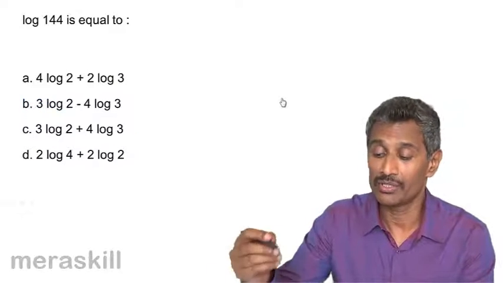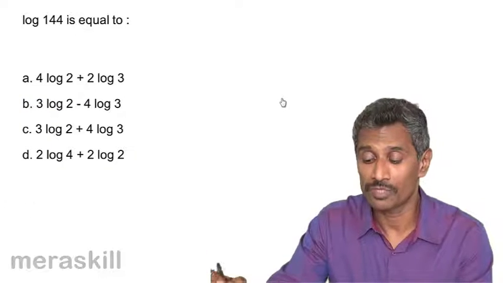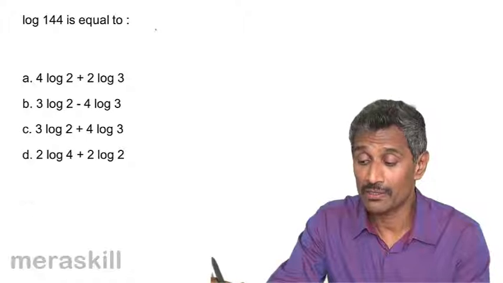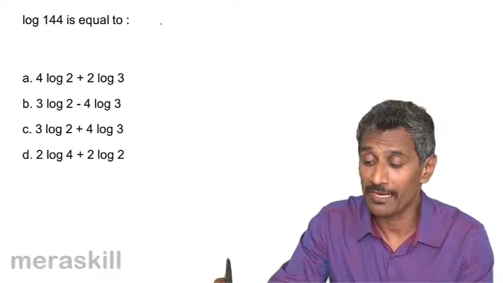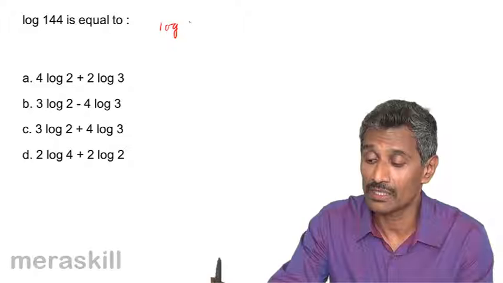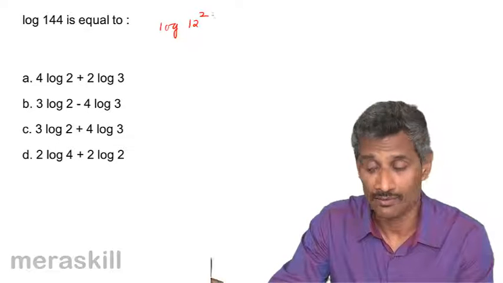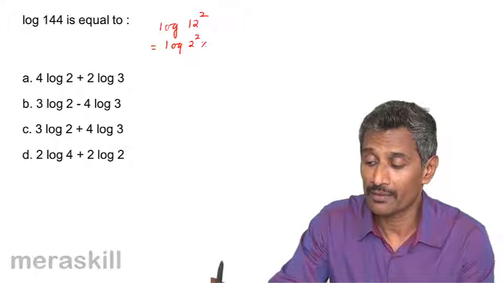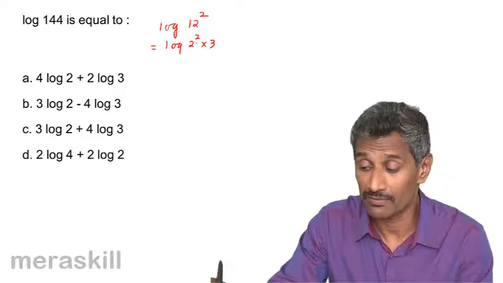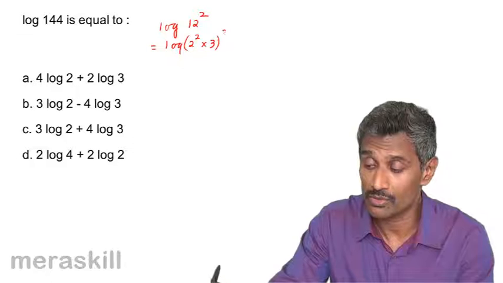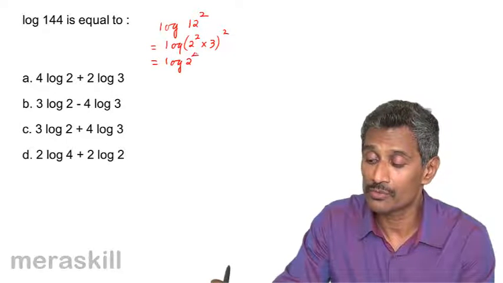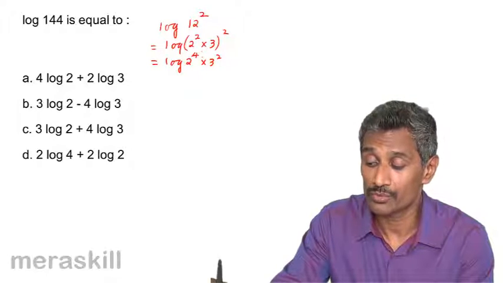Now here we have log 144 is equal to so and so. Again, this type of sum we have done. Log 144 has to be prime factorized. Log 144 is nothing but log 12 square, which can be written as log of 2 square into 3, the whole square, because 12 is nothing but 2 square into 3. If we use the laws of indices, you get log of 2 raised to 4 into 3 square.